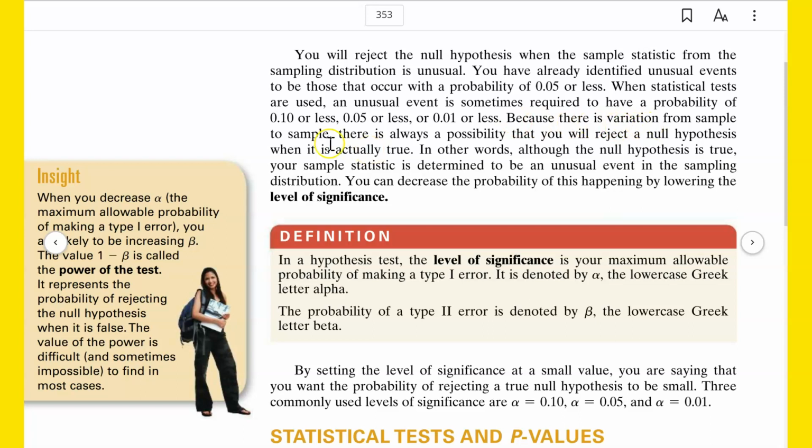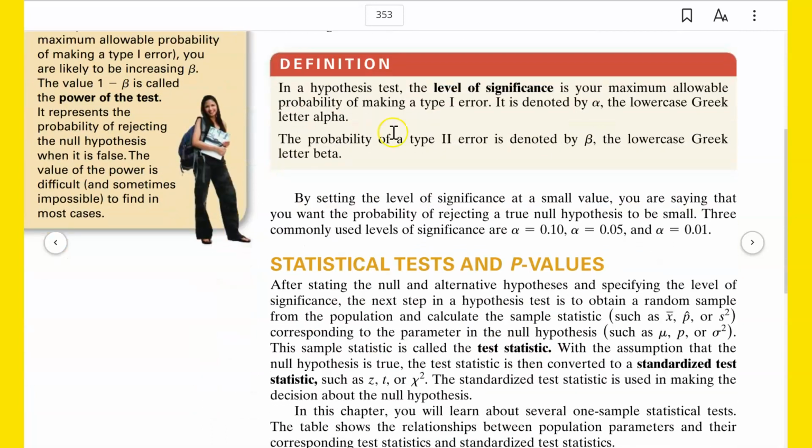Because there is a variation from sample to sample, there is always a possibility that you will reject the null hypothesis when it is actually true. In other words, although the null hypothesis is true, your sample statistic is determined to be an unusual event in the sampling distribution. You can decrease the probability of this happening by lowering the level of significance. In a hypothesis test, the level of significance is your maximum allowable probability of making a type 1 error. It is denoted by alpha, the lowercase Greek letter alpha. So that symbol right there. The probability of a type 2 error is denoted by beta, the lowercase Greek letter beta, that symbol.